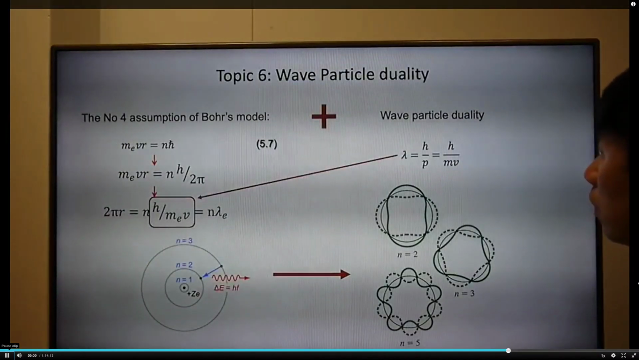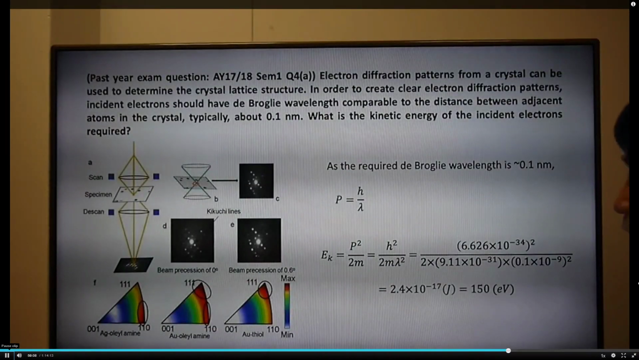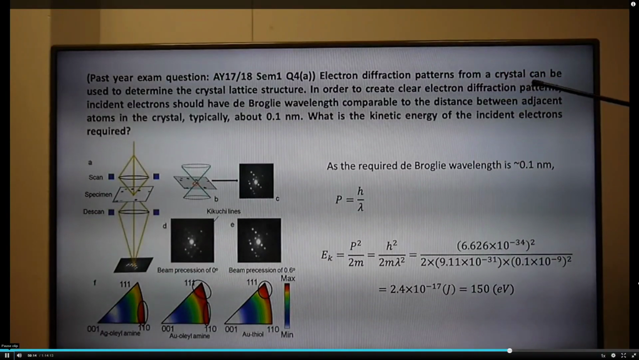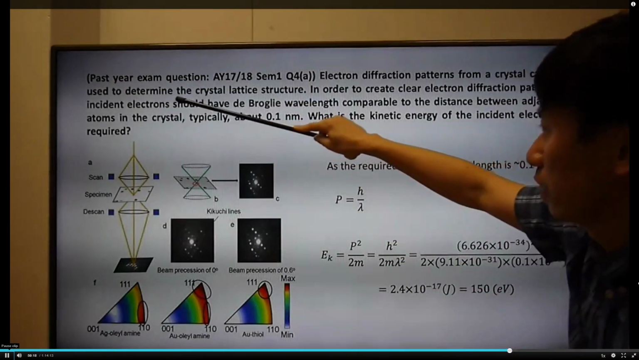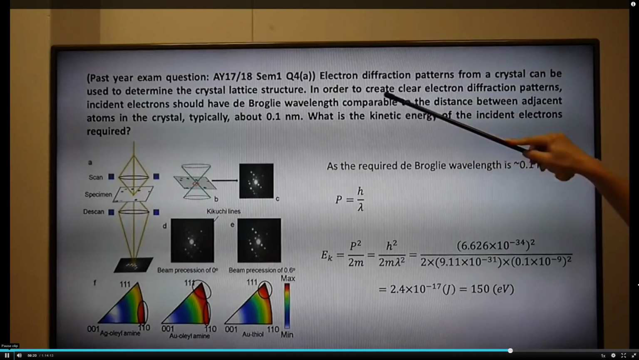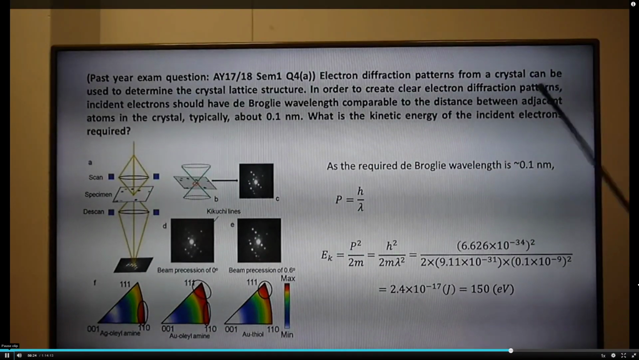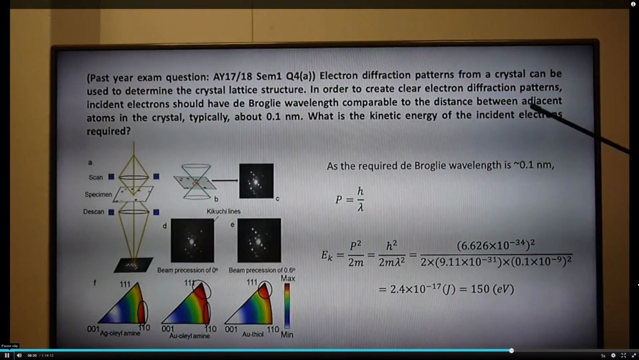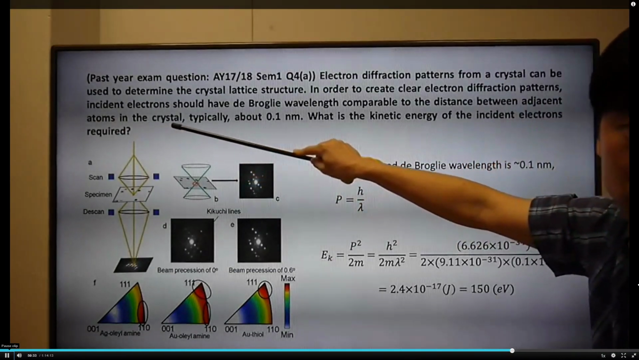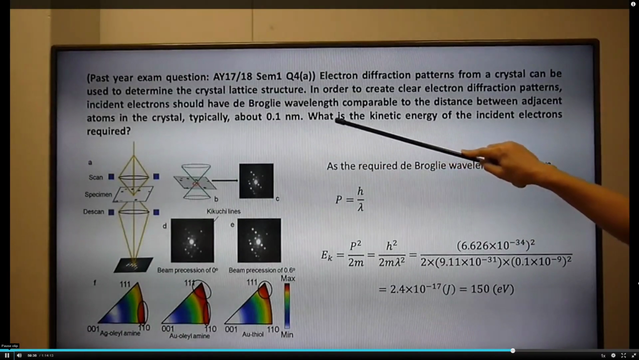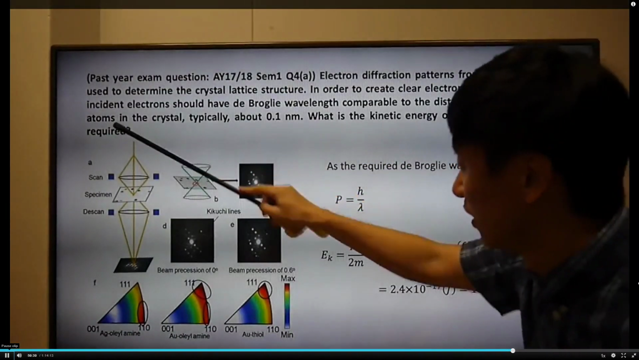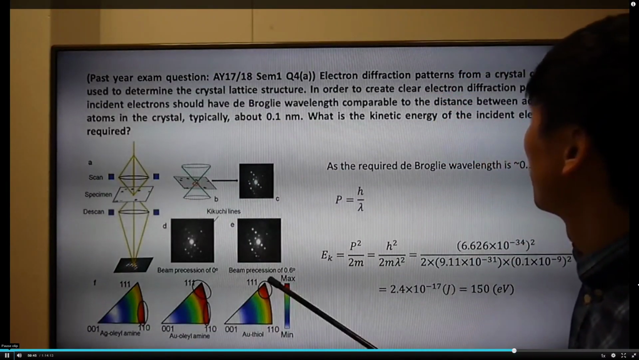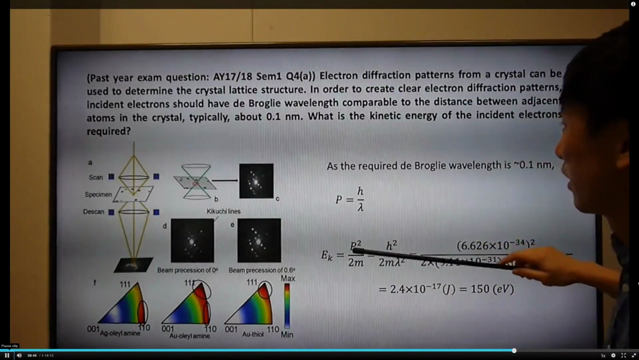Okay, so let me show you one example question. Electron diffraction patterns from a crystal can be used to determine the crystal lattice structure. In order to create clear electron diffraction patterns, incident electrons should have a de Broglie wavelength comparable to the distance between adjacent atoms in the crystal, typically about 0.1 nanometer. What is the kinetic energy of the incident electron? Actually, this question is very long, but the solution itself is not very complicated.